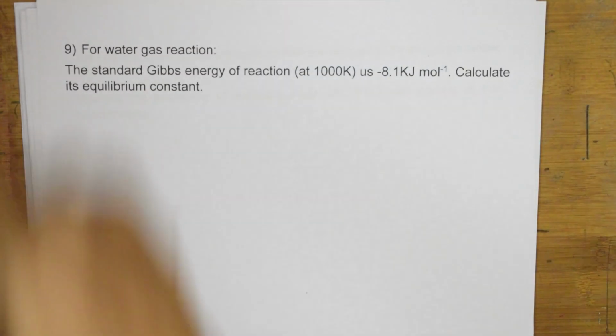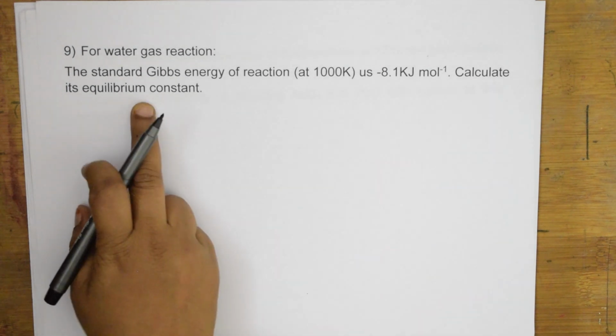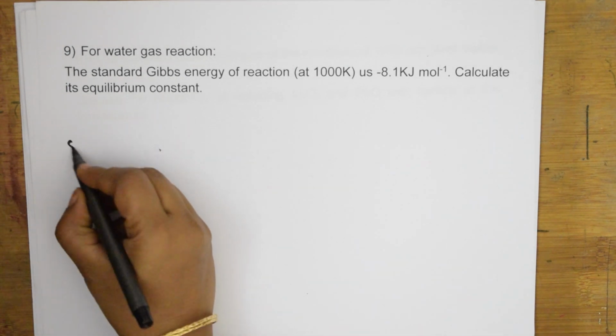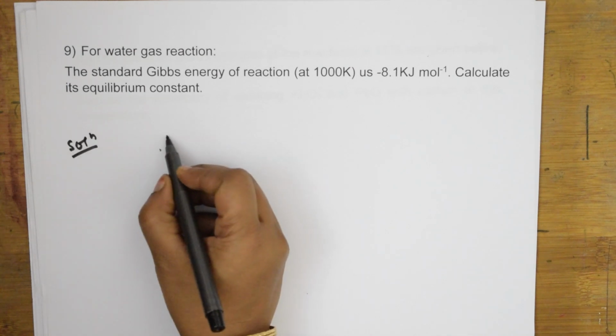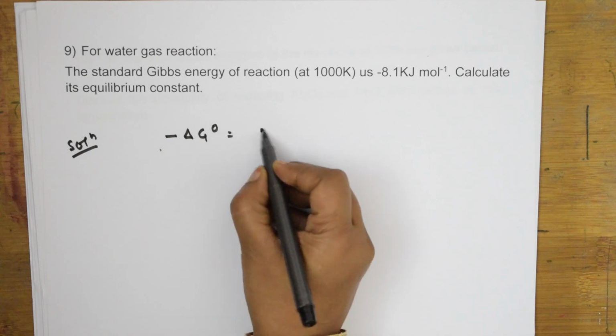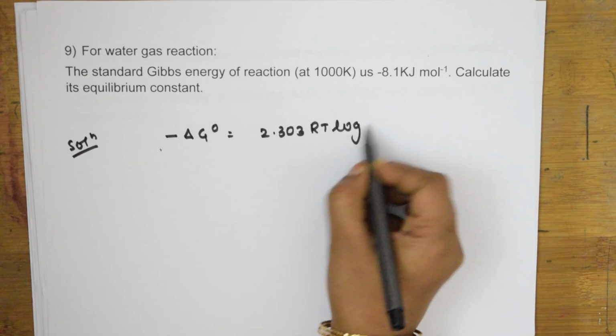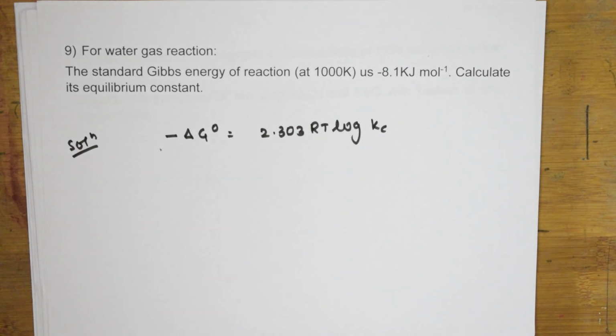What do they give me? For a water gas reaction, the standard Gibbs free energy of reaction at 1000 Kelvin is minus 8.1 kilojoules per mole. Calculate its equilibrium constant. Whenever they give you equilibrium constant, simple, write the formula directly. It is minus delta G naught is equal to 2.303 RT log Kc, because that is the equilibrium constant formula.